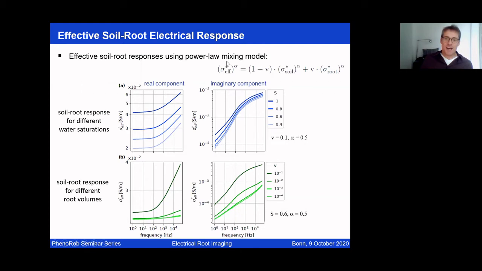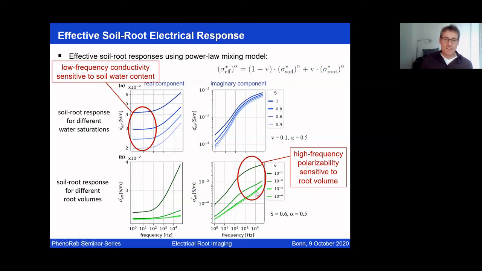And from this, it actually goes from these two components being in parallel to these two components being in series. So if we do that to get an effective response, then we see, looking at the different water saturations, that the effect of water saturation in the effective response is mainly visible in the low frequency real component, in the low frequency electrical conductivity, while the effect of changing the volume of root in these effective properties has the strongest effect in the high frequency polarization component, in the high frequency imaginary component of conductivity.